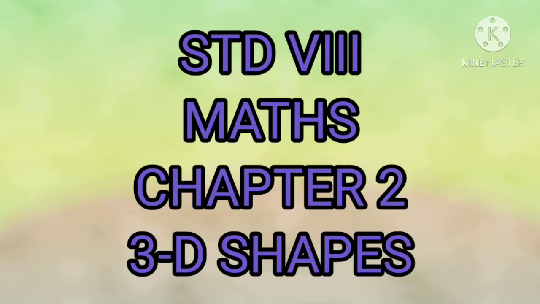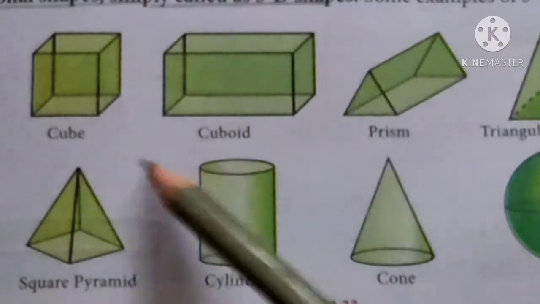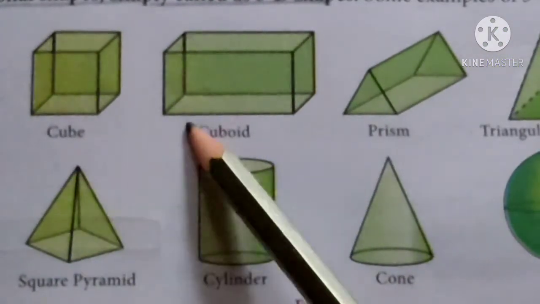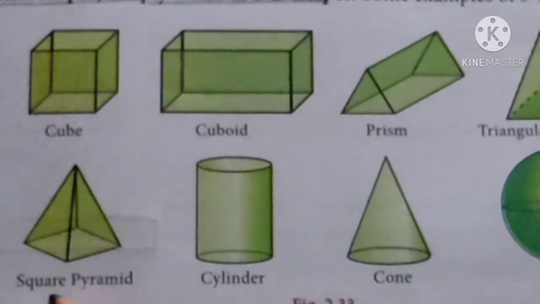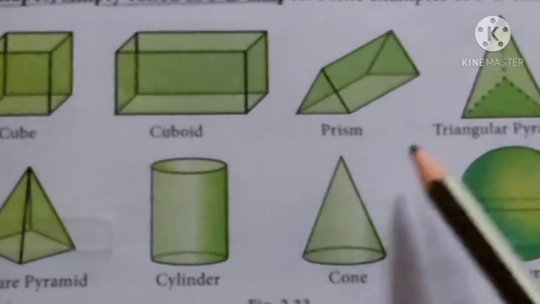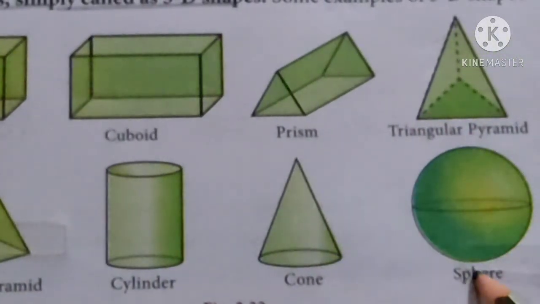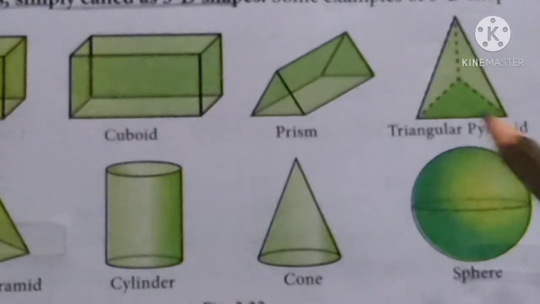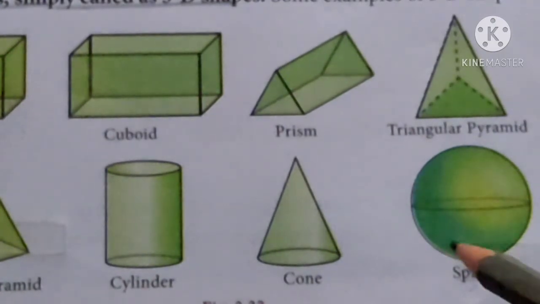Good morning students. In this class we are going to learn 3D shapes. See some pictures: cube, cuboid, prism, square pyramid, cylinder, cone, triangular pyramid, sphere. These pictures are called 3D shapes.